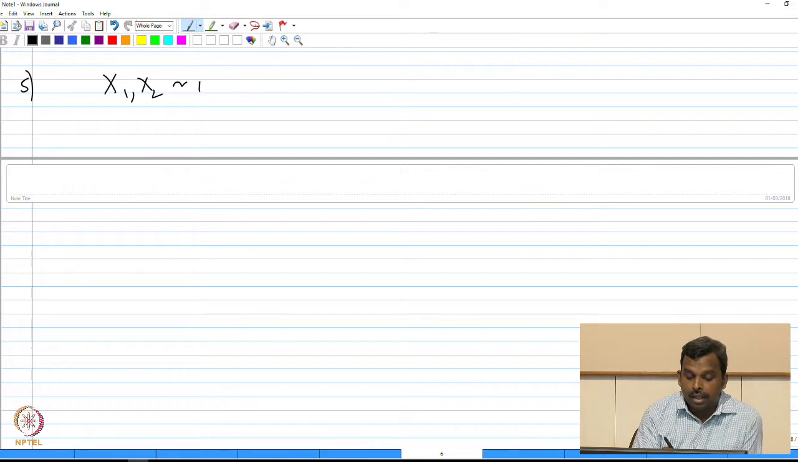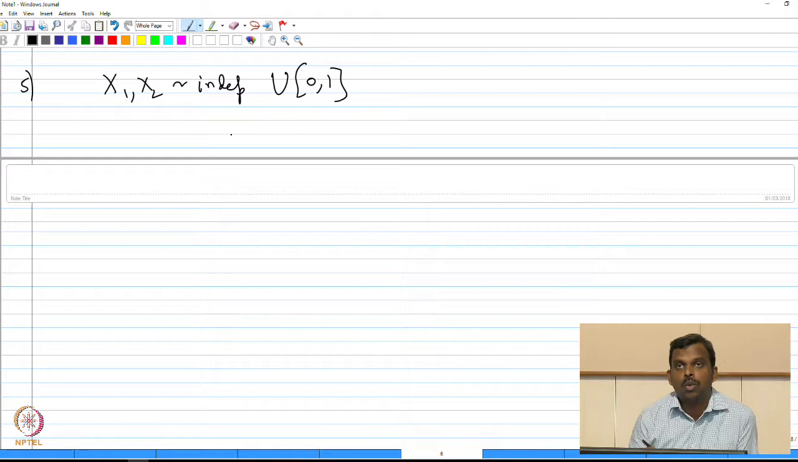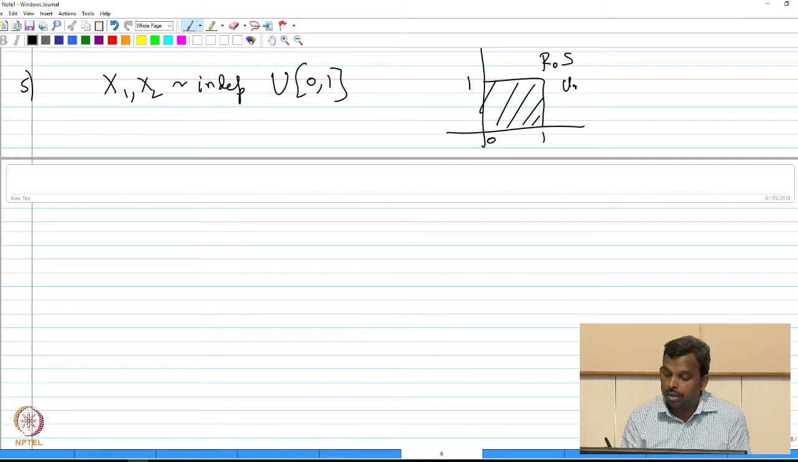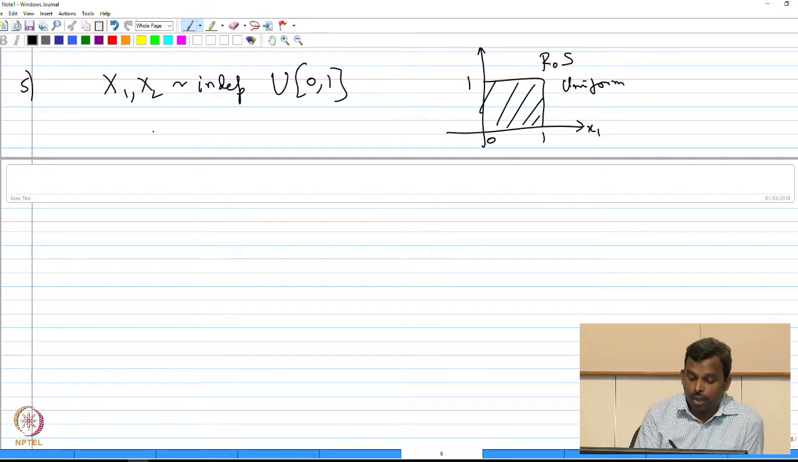So let's say these are independent, uniform in 0 to 1. Somebody gives you this: independent, uniform, 0 to 1. If you look at it, the region of support is this square, 0 to 1 by 0 to 1. The support is uniform, right? x1, x2. Now, if you were to ask this question, probability that x1 is greater than x2.